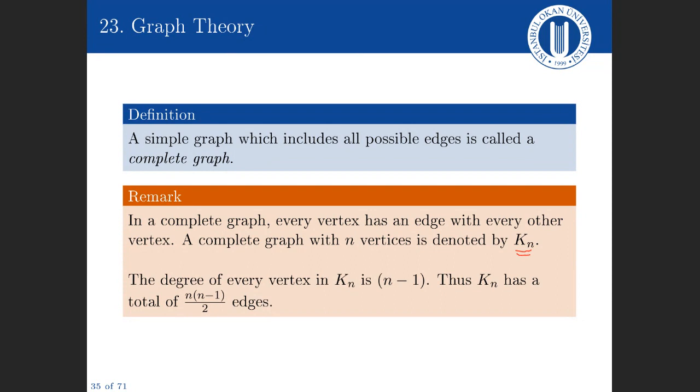Now, what is the degree of a vertex in Kn? Kn has n vertices, and each one is connected to the other n minus one vertices. So each vertex has n minus one edges connected to it. The degree of each vertex is n minus one. By the previous theorem, the total number of edges must be n minus one multiplied by the number of vertices, and then divided by two.